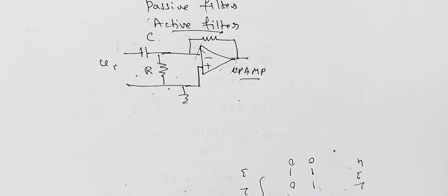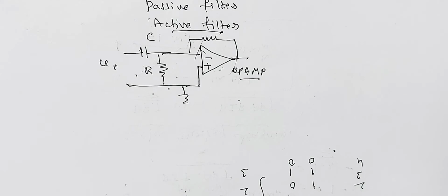Therefore, in general, we can define a filter as: a filter is an electronic circuit or device which produces the output voltage not for all the input frequency but only for a specified frequency, where the value of the specified frequency is given by the values of R and C used in the circuit.